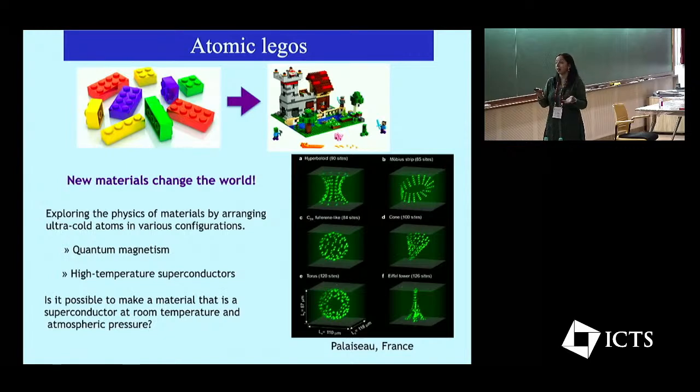And we can look at quantum magnetism. We can look at open questions in high temperature superconductors. We can also try to answer the question: is it possible to make a material that is a superconductor both at room temperature and atmospheric pressure, which is still the holy grail in physics. You can use atoms in optical lattices as atomic Legos to answer these open questions in physics.